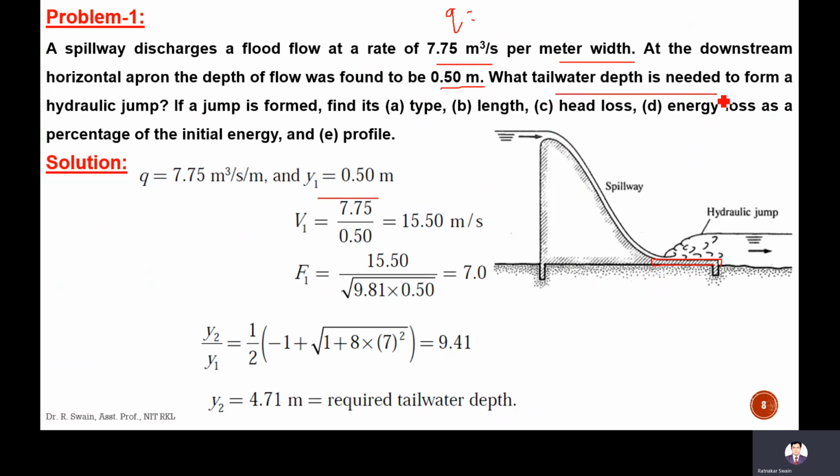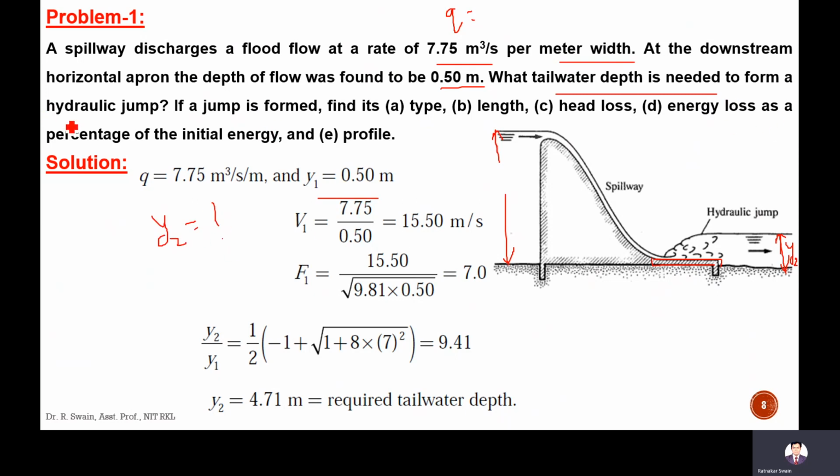What tailwater depth is needed? Before the structure, in the reservoir, is called the headwater; here it is called the tailwater, meaning after the flow passes the structure, in the downstream channel. So what tailwater depth is needed means, what is y2, the depth after the jump, that is required.